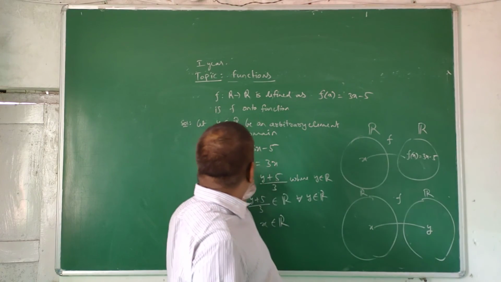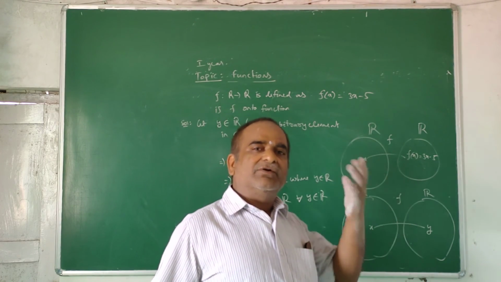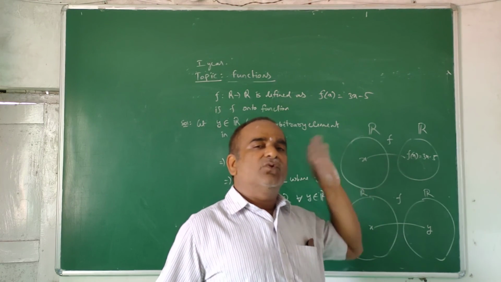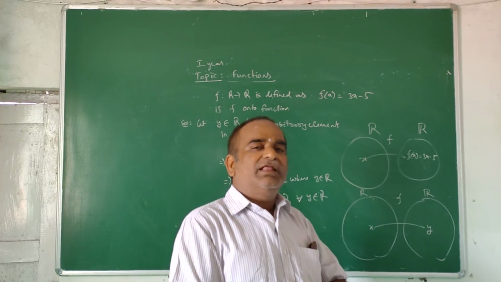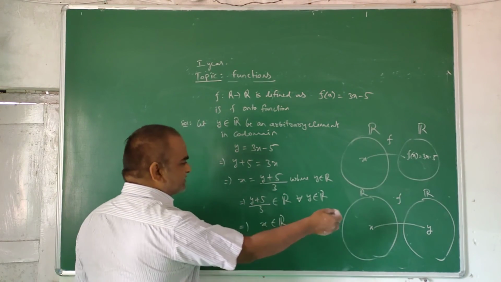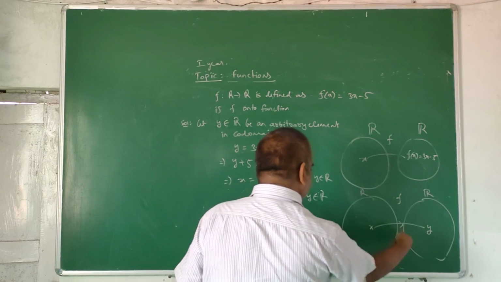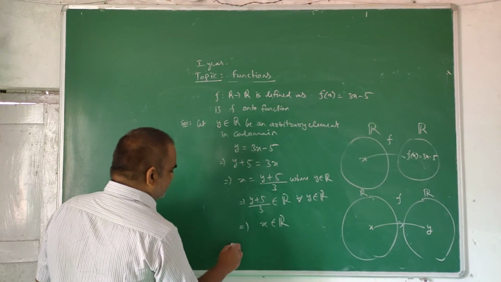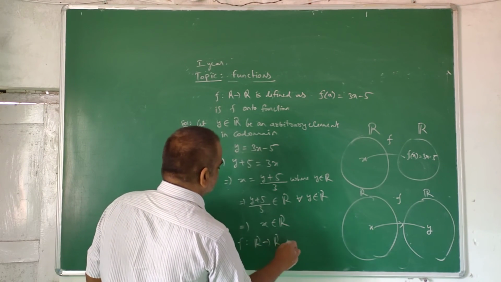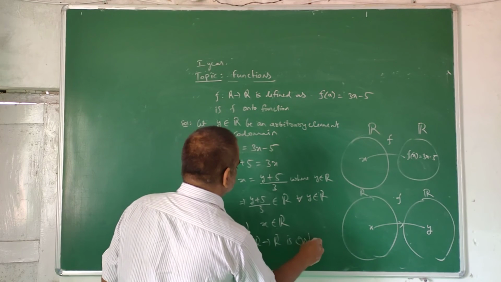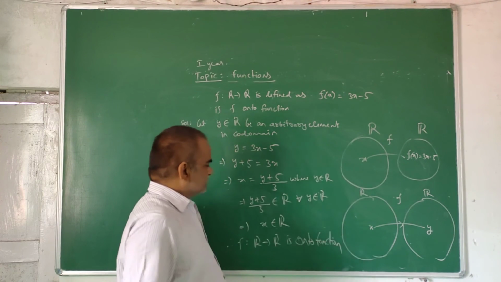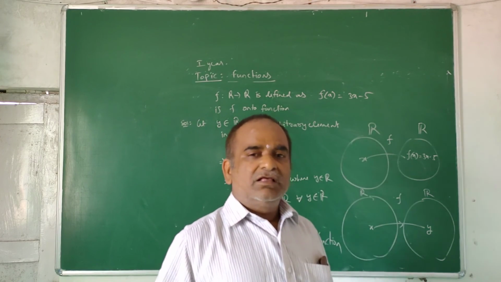So this x fell in domain. When 3x minus 5 is equated to y, through that equation whatever x you got is successfully in domain R, so it belongs to R. That means this happened, what you are seeing. So what does it mean then? Therefore f from R to R is an onto function. Understood?